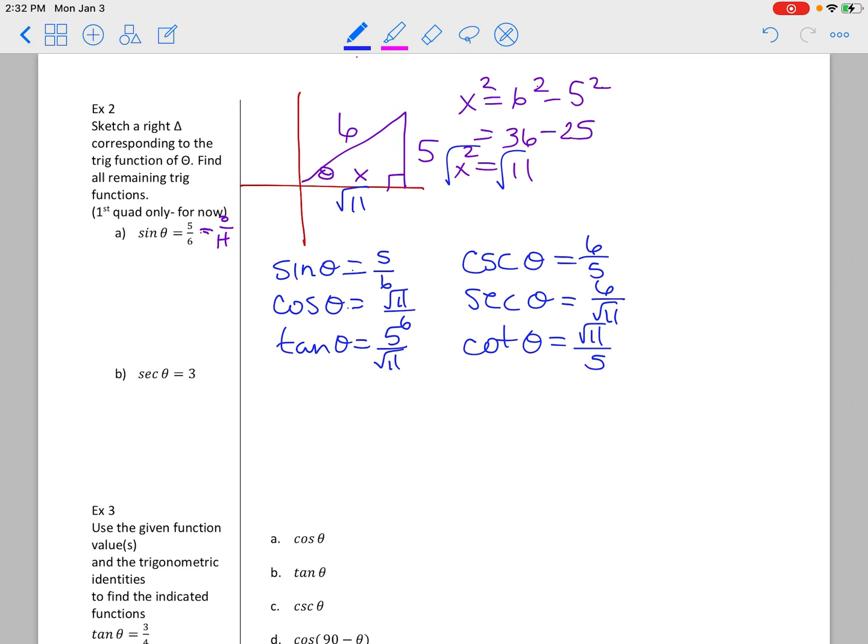Now let's do this next one. And it says secant of theta is equal to 3. Well, secant of theta is basically 3 over 1.